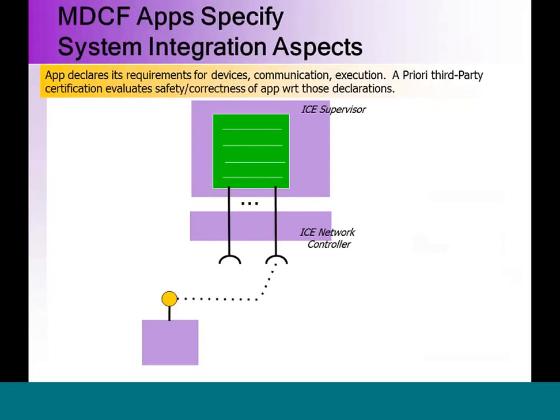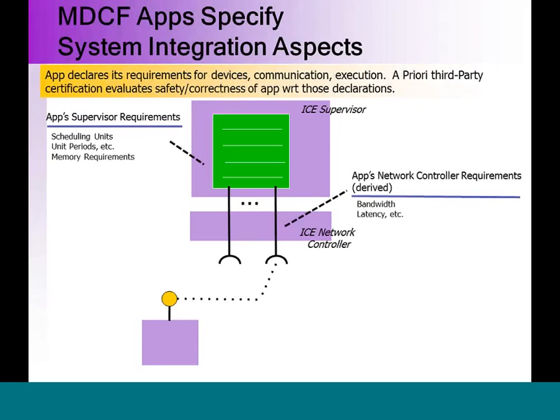So overall, this is one of the most important slides of the whole presentation. How do you make this work in practice, and what are the main principles? The idea is that an app declares its requirements for devices. It also declares its requirements on the supervisor and on the network controller, in terms of the bandwidth needed and so forth. And you have a priori third-party certification to check that the correctness of the app, or the safety of the app if possible, can be established under those assumptions.